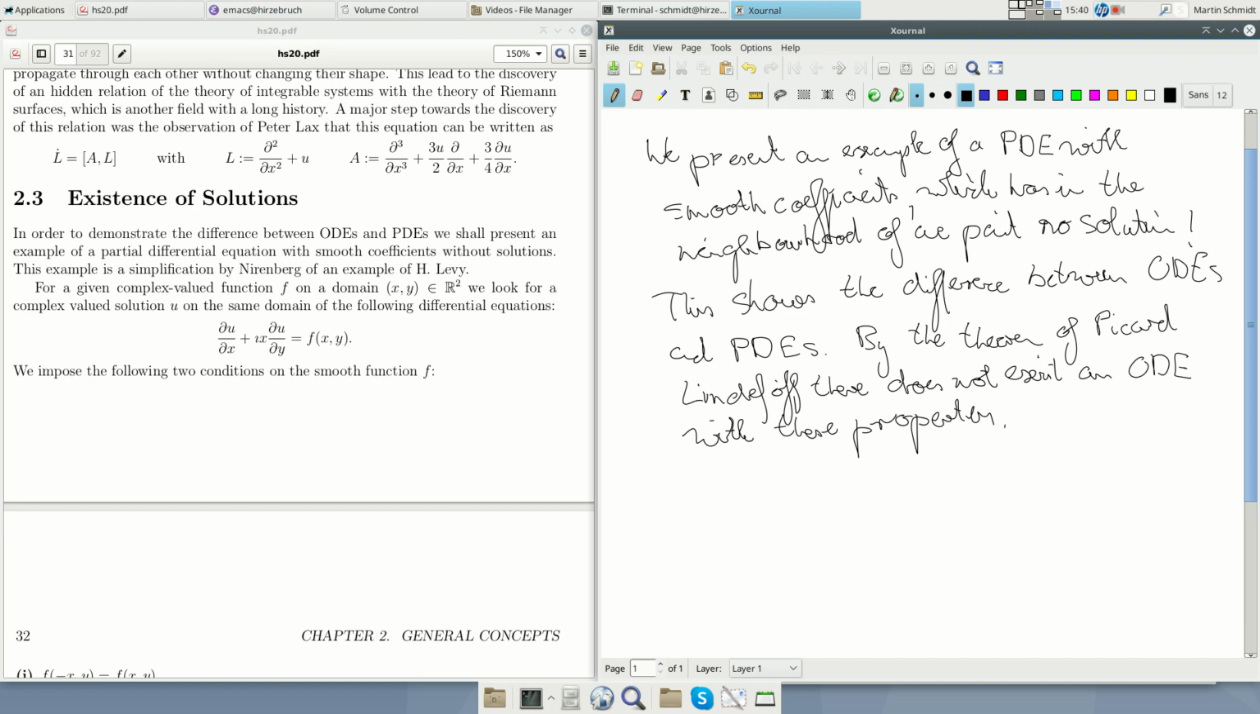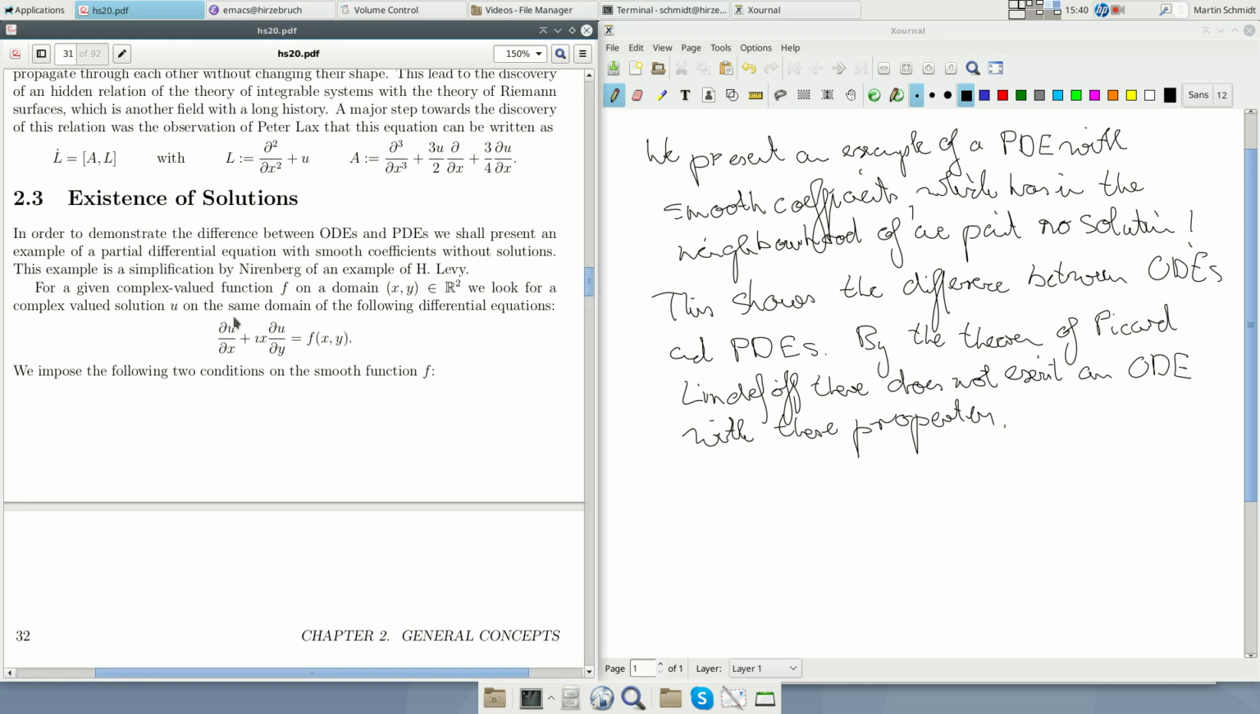Okay, so this is the content of the lecture today. Here the example is, we first present this with complex coefficients, but later we will see that from this example we can easily deduce also an example with real coefficients. Here it's an example with complex coefficients in first order.